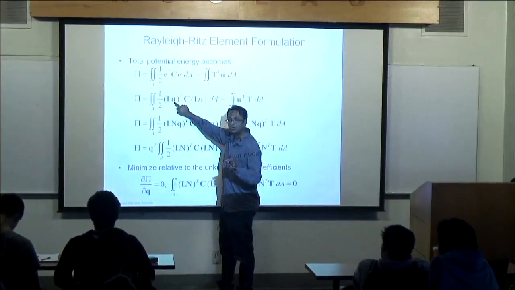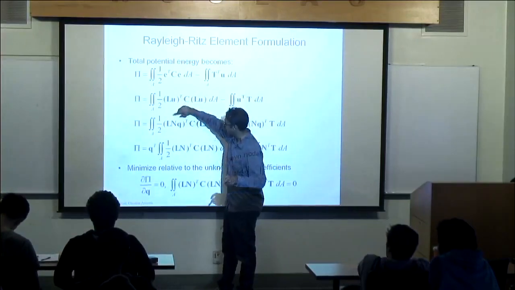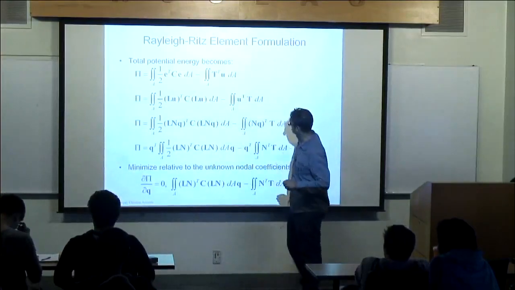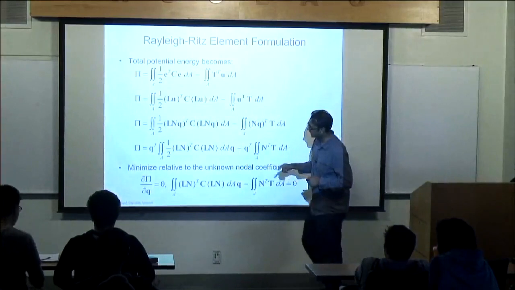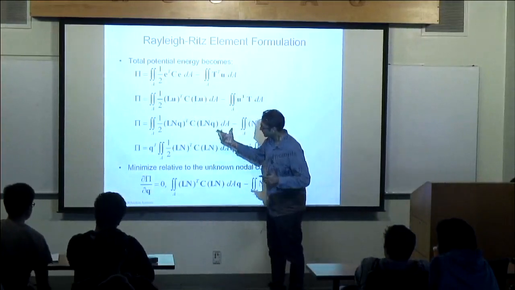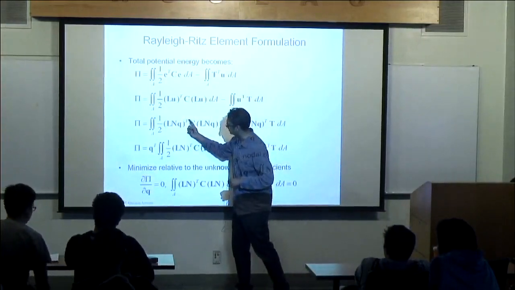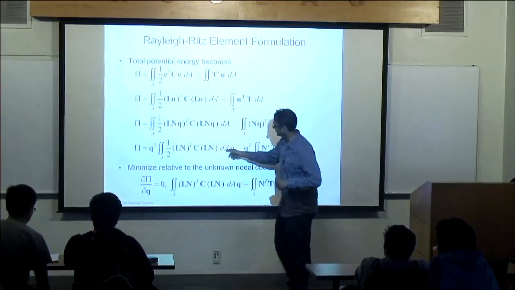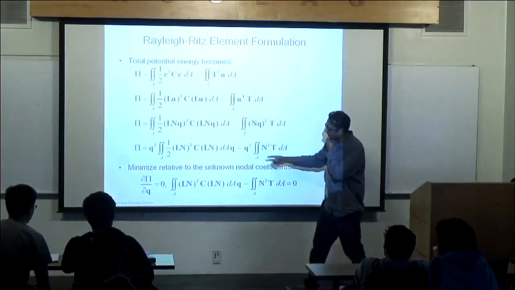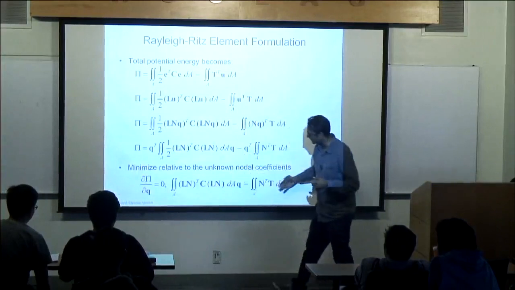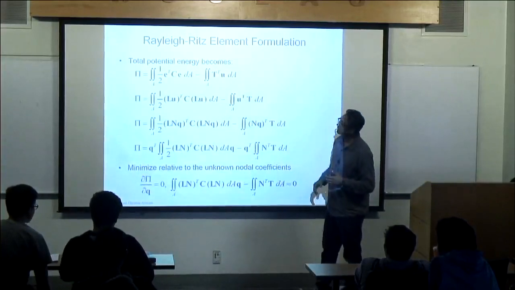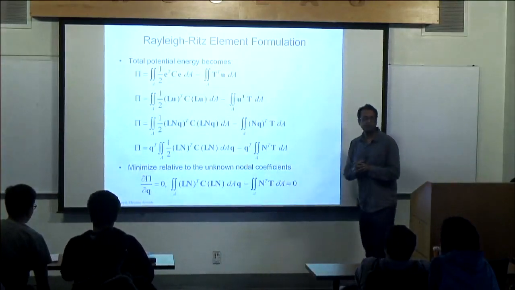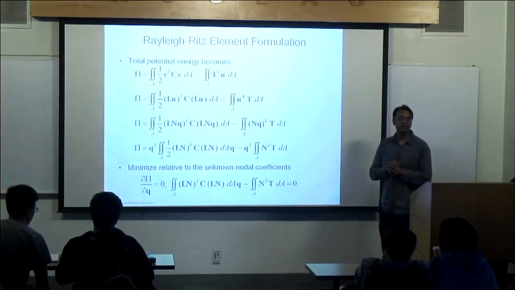U, I know that already, is N times Q, so plug that in there, okay? And then here you go. Take the Q bold transpose out, okay? The derivative of pi with respect to Q bold gives me my finite element formulation for a composite plate.